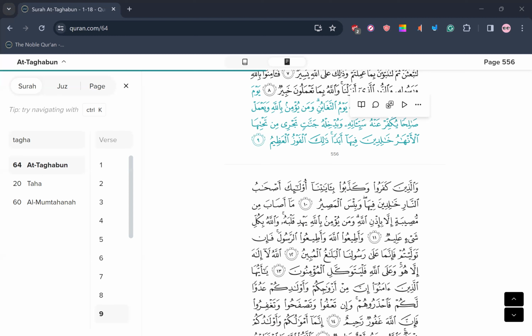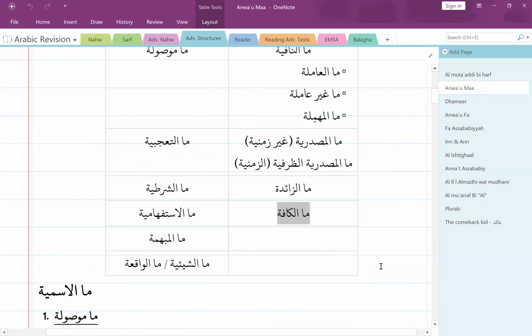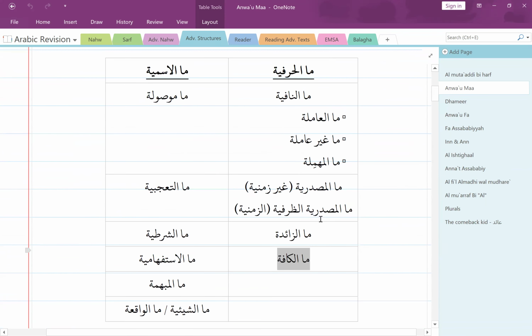Okay, now let's go to what is ma al-kafa. Let's go all the way to, oh, I passed it. Ma al-zaida, ma al-kafa. Okay, so ma al-kafa, this is the kind of ma that enters into inna and her sisters. Oh, sorry, I thought I was sharing the screen. And I was busy talking. Sorry about that. Okay, I'm gonna go back. So when I started, this is the table that I was showing. I hope you can see it now.